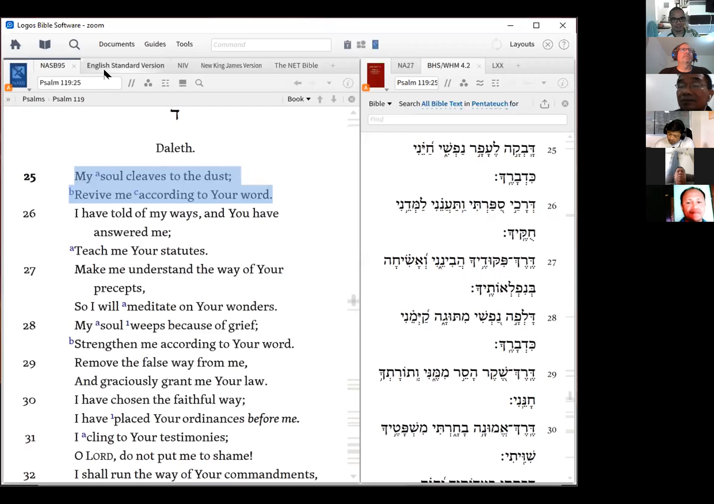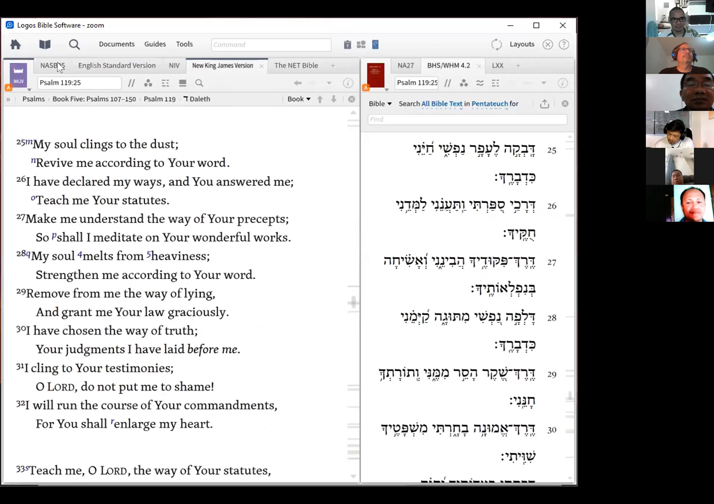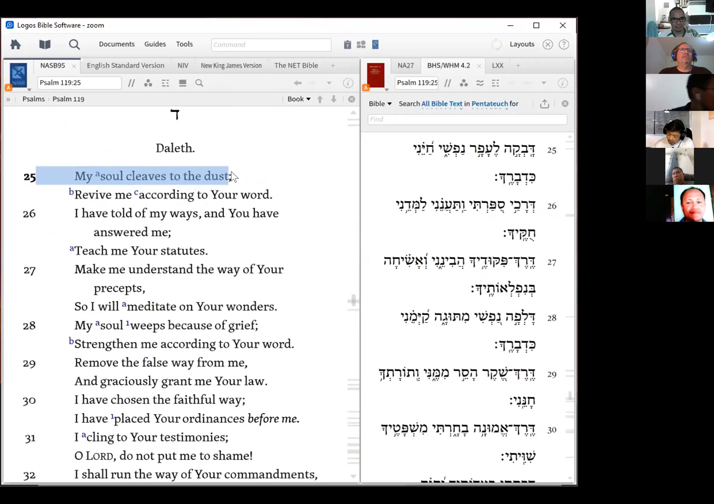Yeah. Okay. First thing I want to do is check the other versions, to see if they're all the same. So they're all 2 lines. Well, let's think about it. He gives a statement here of his condition, and then he gives a request. So this request is based upon... can it be a result? It can be formal, but yeah, it's purpose or result, because he's saying, because my soul cleaves to the dust, revive me according to your word. That's the reason for his request, that his soul cleaves to the dust. Okay. So yeah, I would agree with you on that.